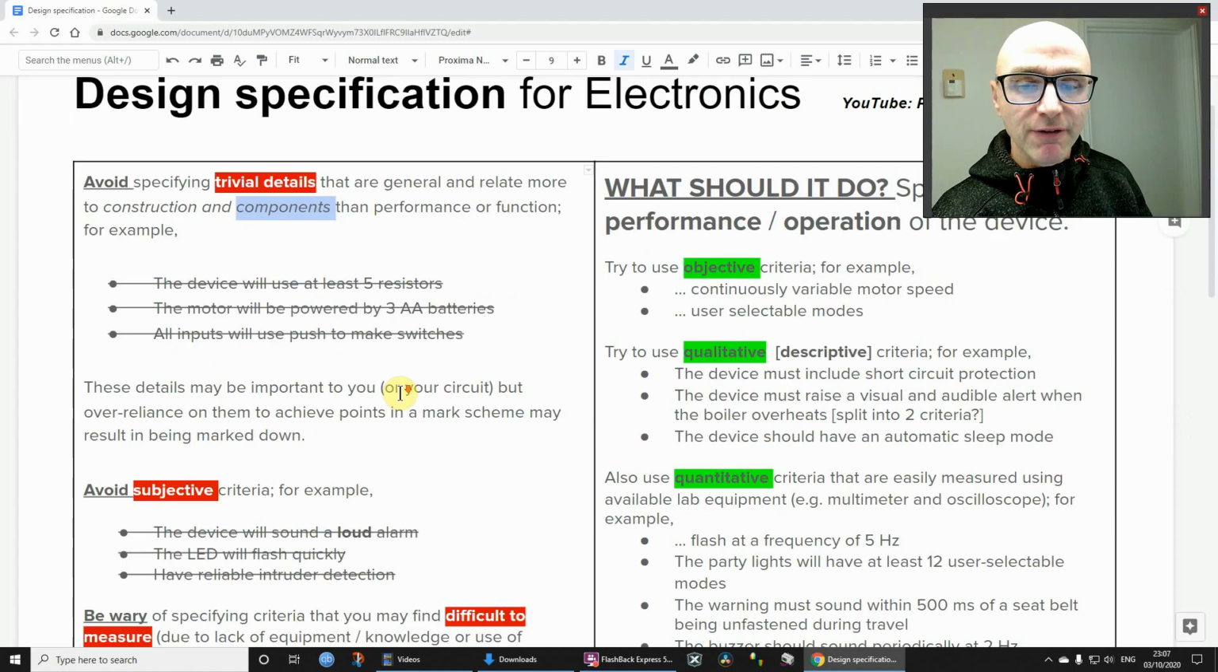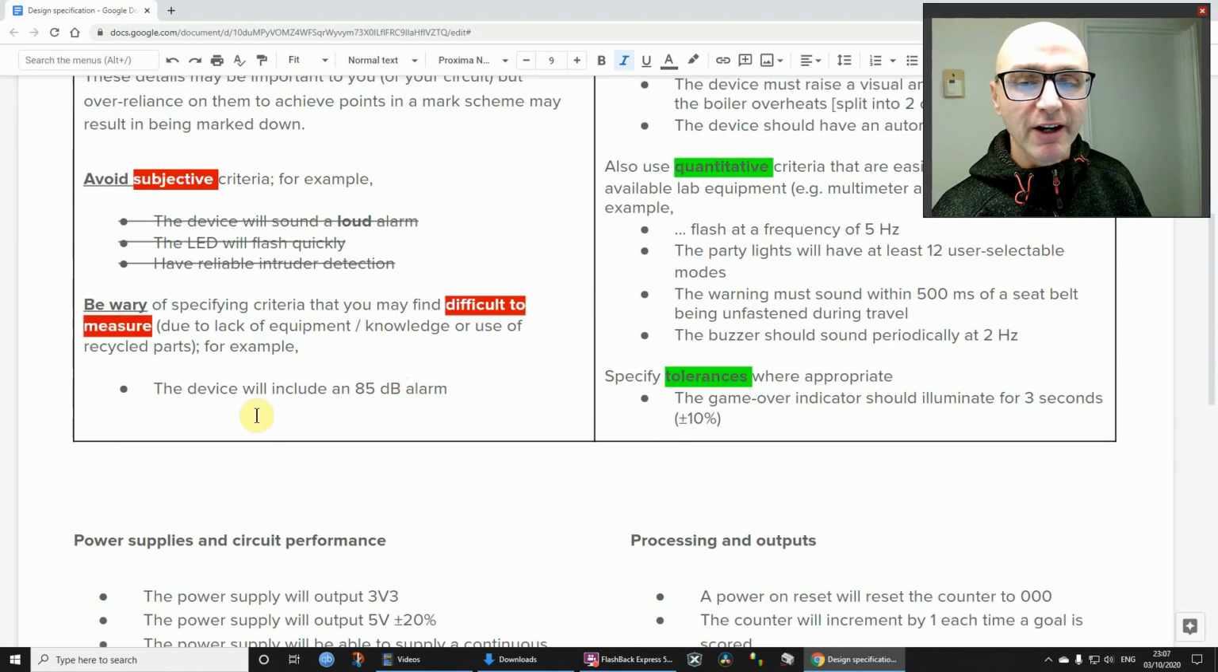On the other hand, if you were making yourself an audio amplifier and specifying the audio amplifier of a certain amplitude, that's great and really good, but are you going to have the equipment? Are you going to have the knowledge about how to do that? So for many students, probably the majority, certainly at GCSE, I would say avoid anything about sound, specifying the volume of sound and the measurement of it.